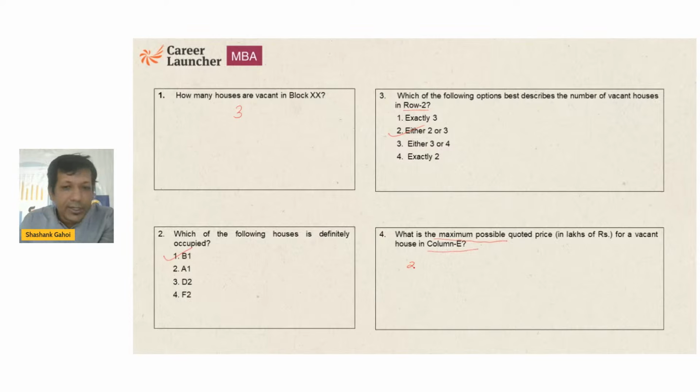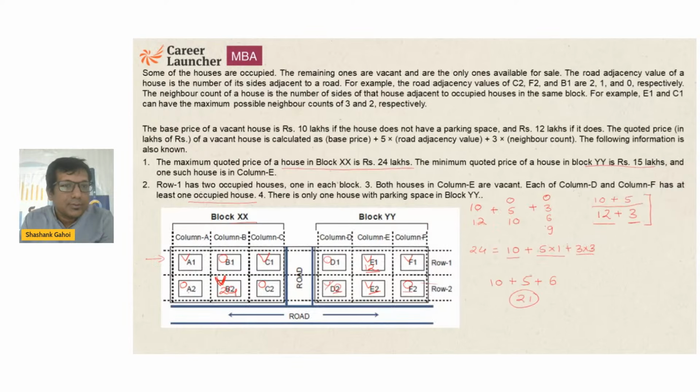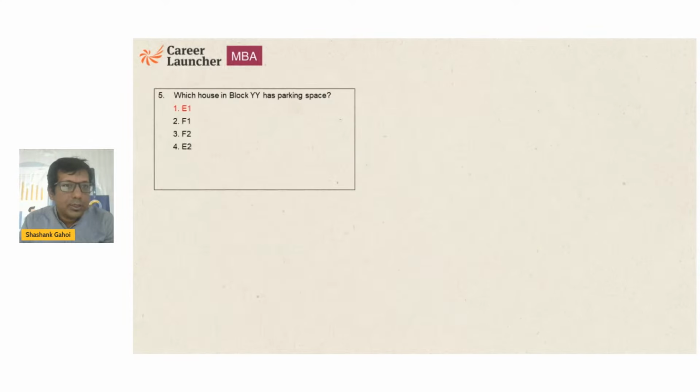I hope everyone understood this set. Yes, no? Everyone understood? Now let's match the answers. Question number 1, answer is 3. Question number 2, B1. First option, second option, 21. Last one, even. So all the answers that we have solved are right.